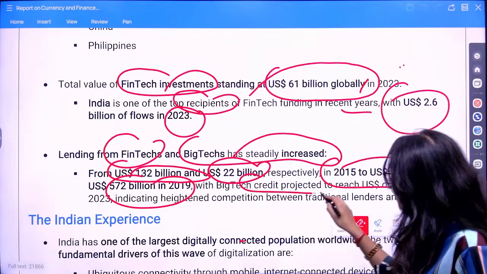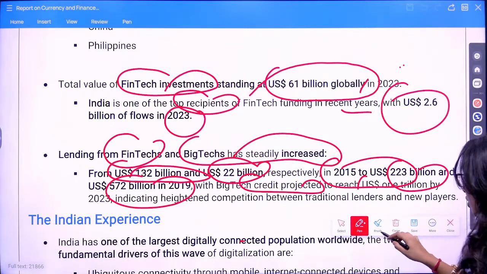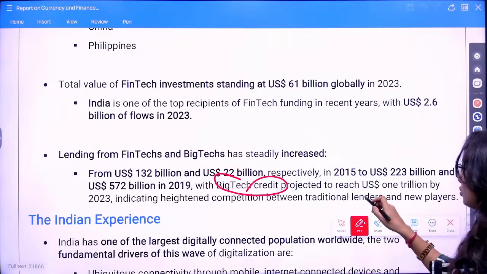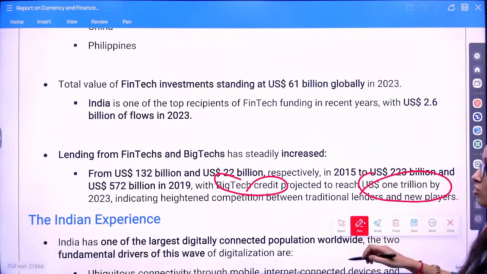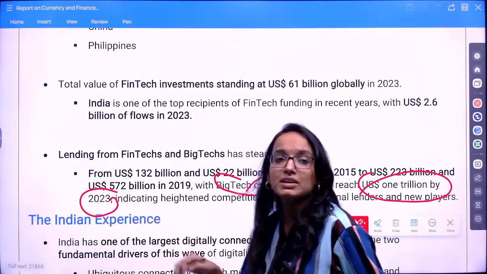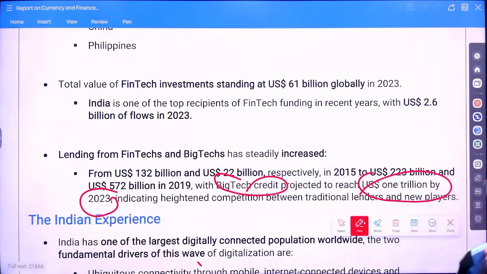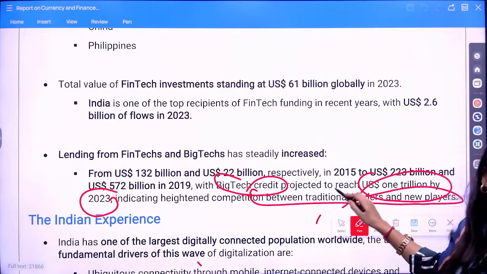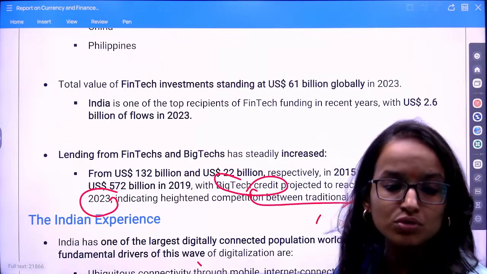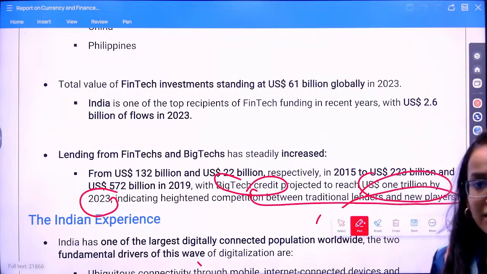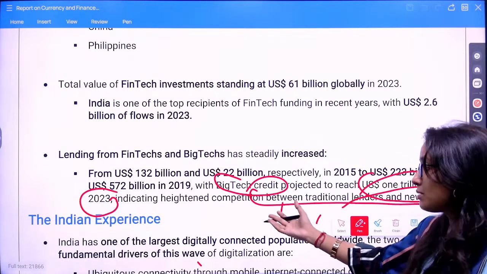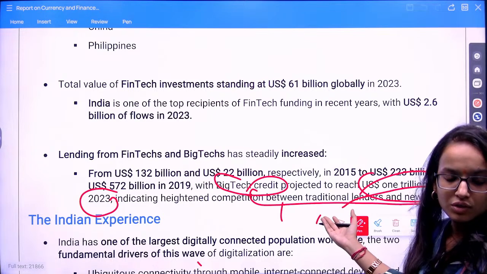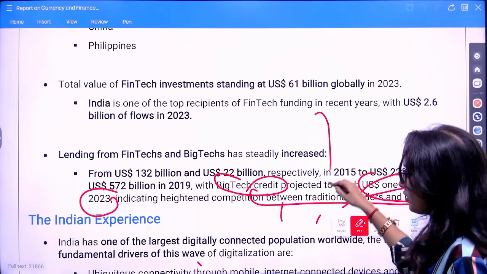Specifically, if you see the big tech credit or lending, it is estimated to reach 1 trillion US dollars by 2023, indicating heightened competition between traditional lenders and new players. So you have new lenders in the market, right? This is their lending data. It is about to reach 1 trillion, crossing the billion mark. So this is important.